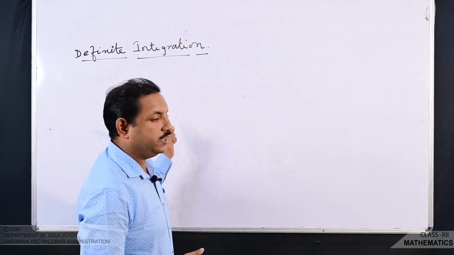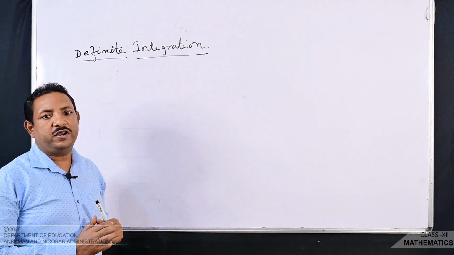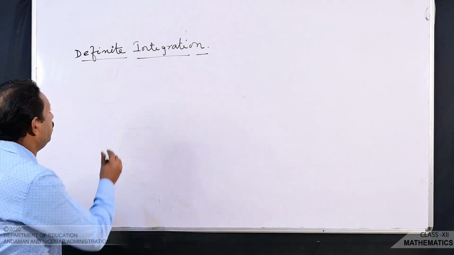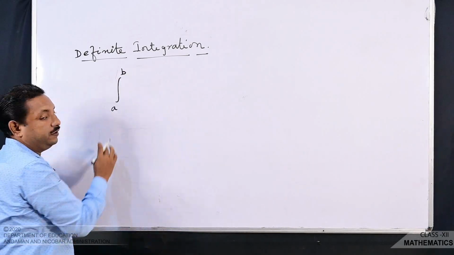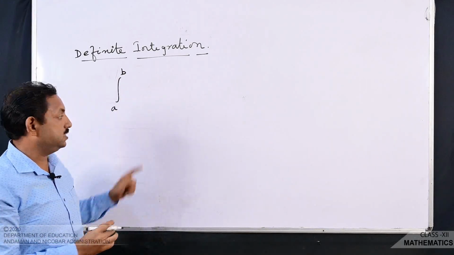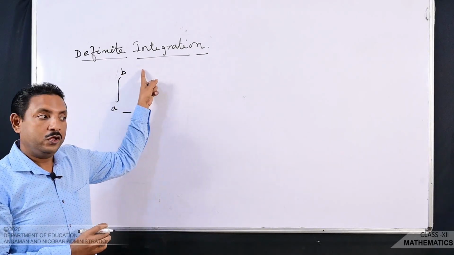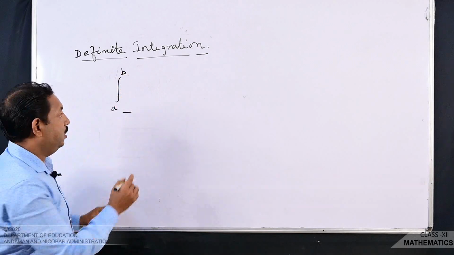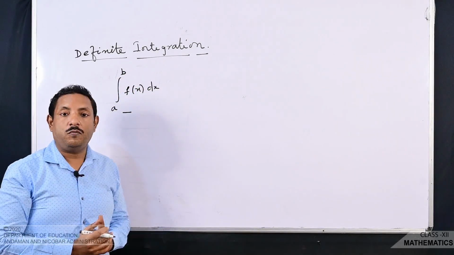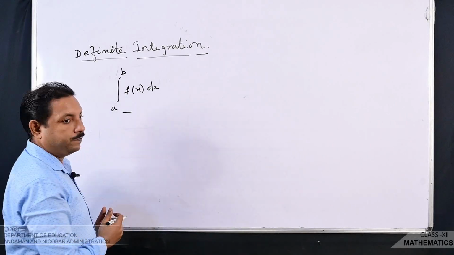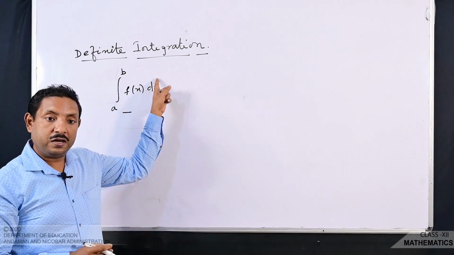So, in the definite integration we use limits. The notation of the definite integration is somewhat like integration from a to b, we read it as from a to b. This one is your lower limit and this one is your upper limit. So, integration from a to b f of x dx, this is the notation of the definite integration.